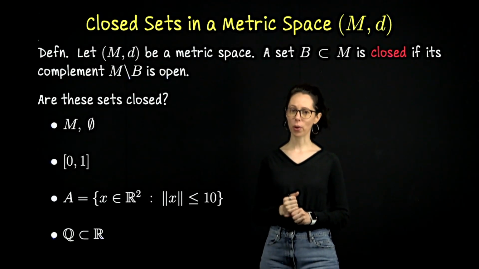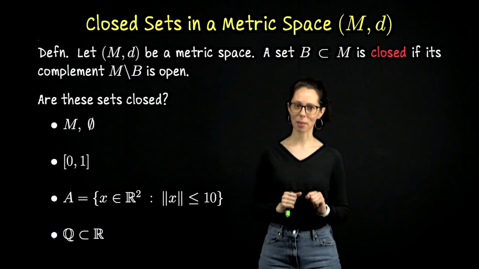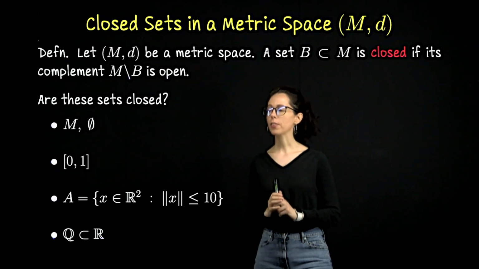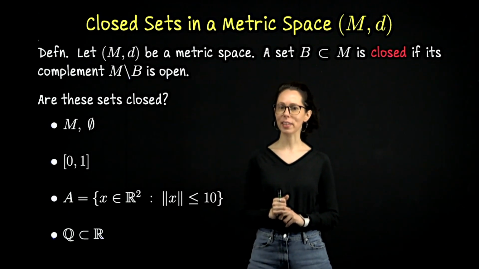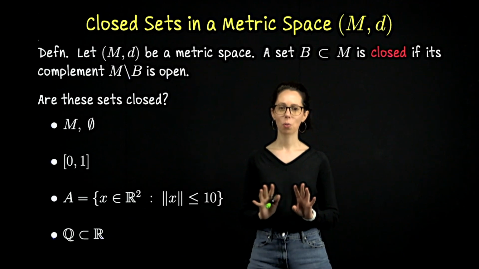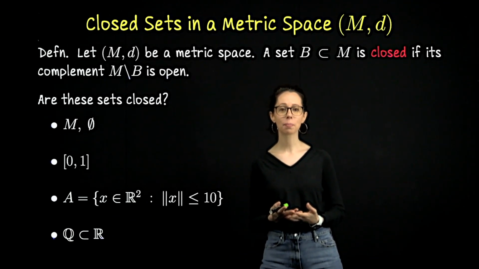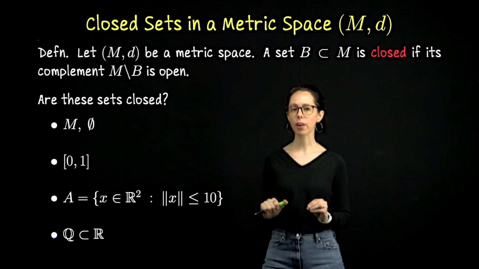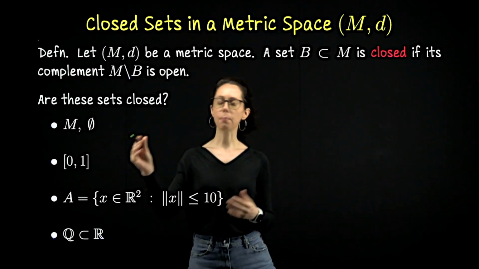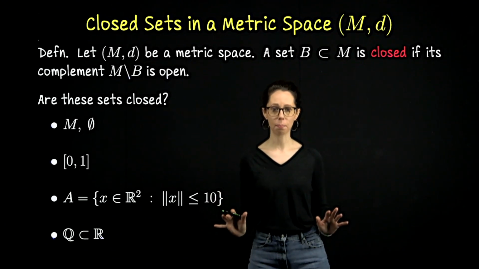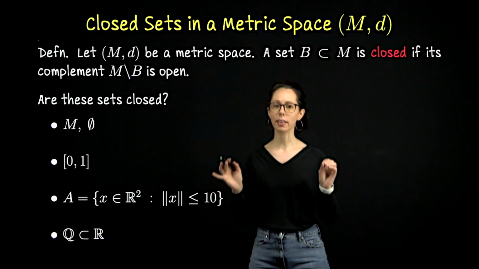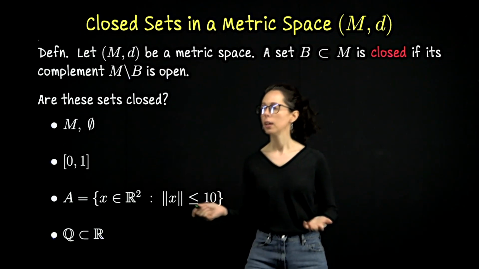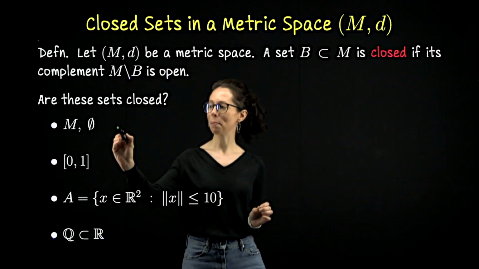I'm going to work through these 4 examples a little bit quickly because I'm depending on our prior knowledge of open sets. For the first example, I've put the metric space M and the empty set together without specifying what the metric space actually looks like, because these 2 sets go hand in hand. Recall from our discussion of open sets that both M and the empty set are always open, regardless of what the underlying metric is.